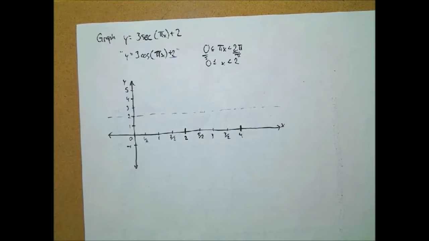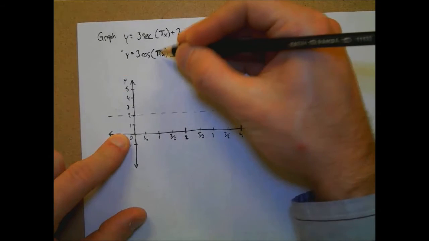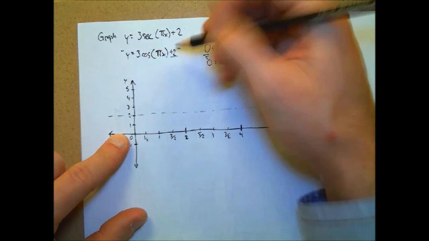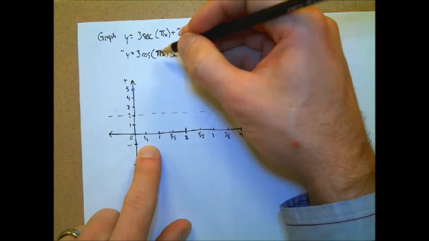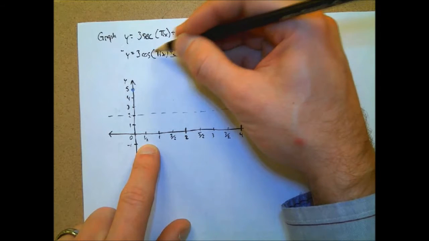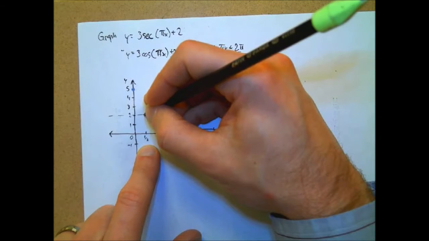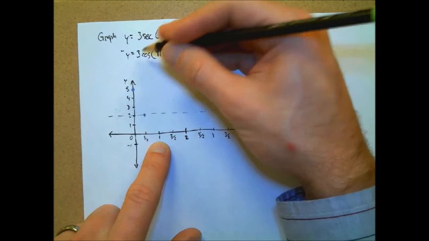And obviously you can just plug in these points, right? So plug in 0. 0 times pi is 0. Cosine of 0 is 1. 1 times 3 is 3, plus 2 is 5. So 0, 5. Okay, plug in 1/2. Pi times 1/2 is pi over 2. Cosine of pi over 2 is 0, times 3 is 0, plus 2 is 2. Okay, and then plug in 1. 1 times pi is pi. Cosine of pi is negative 1. Times 3 is negative 3, plus 2 is negative 1.